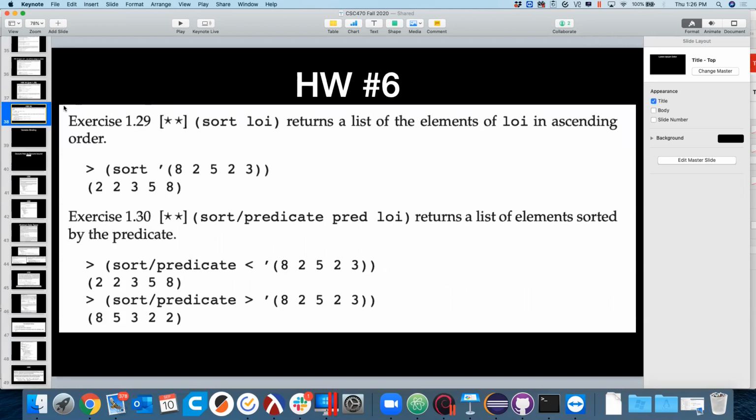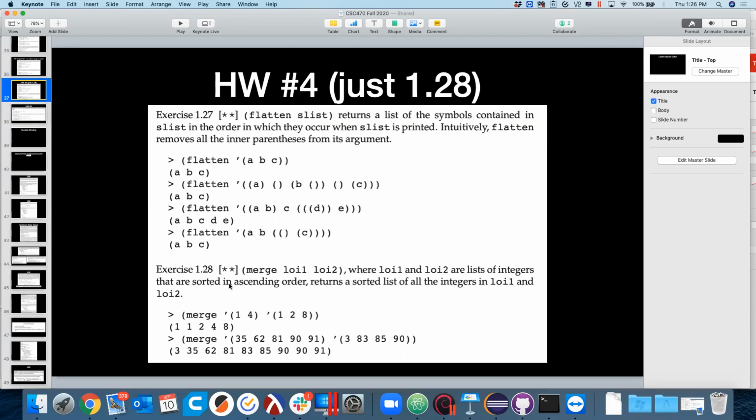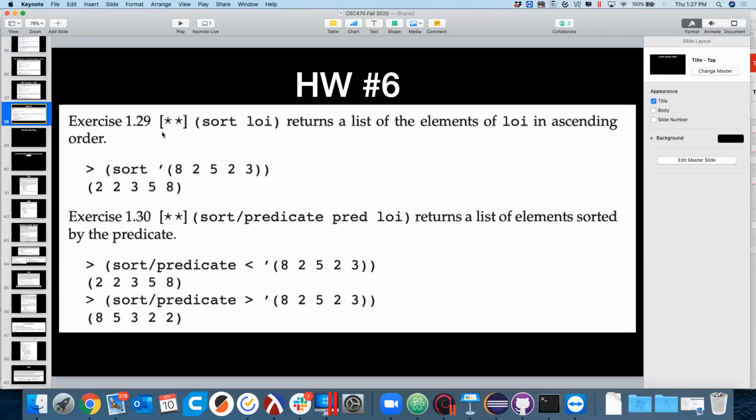1.29 should be done in terms of 1.28, the merge. Right, make sense to everybody? All right. And Clancy, you should do 1.29 twice.